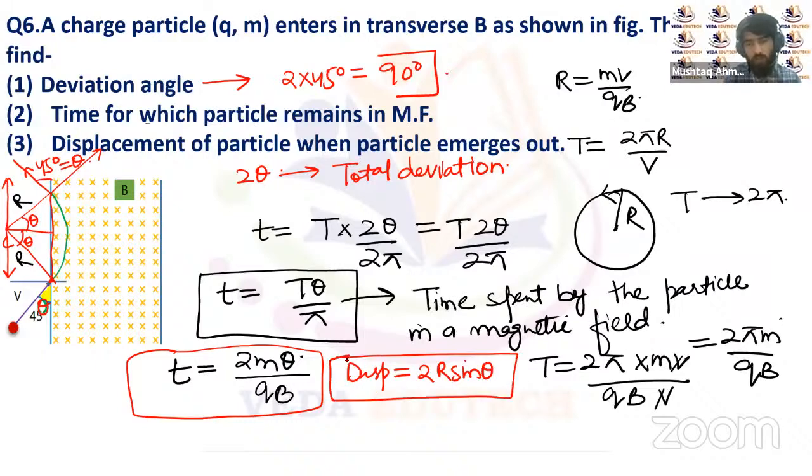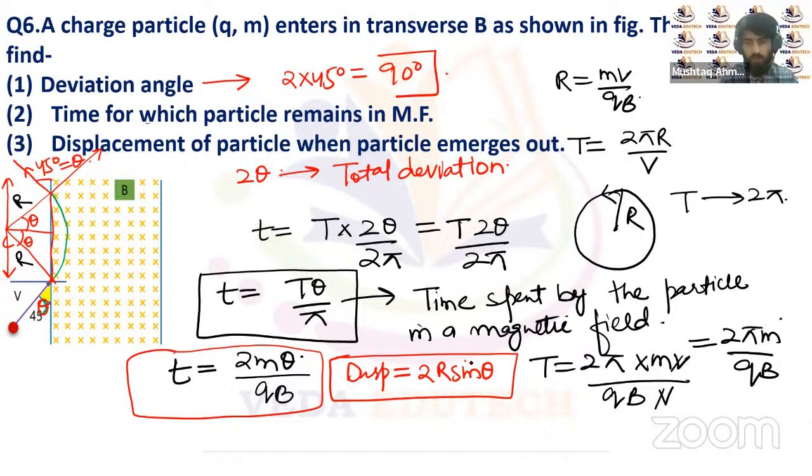We need to remember this equation. The total displacement here will be 2r sin theta, and the time spent in the magnetic field will be 2πm upon qB, right? Now you know the value of r. We can put the value of r. The value of theta here is 45 degrees, right? We can substitute the value of 45, that will be 2r upon root 2. This will be the total displacement, right?